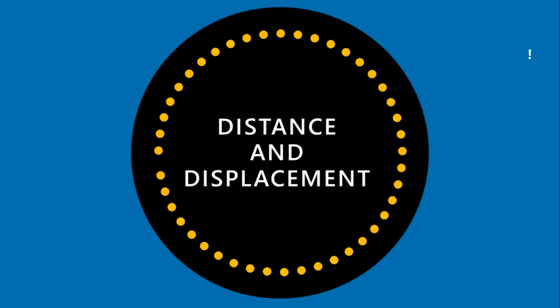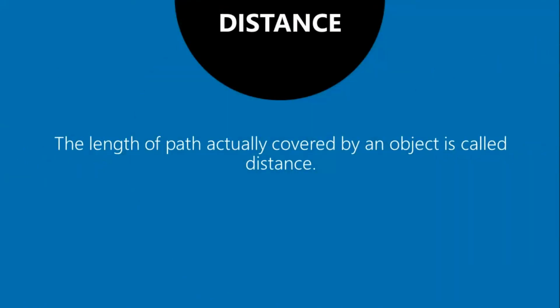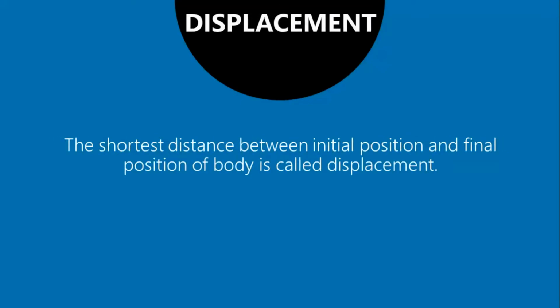Distance and displacement. Distance. What is distance? The length of path actually covered by an object is called distance. Like I have to go from my house to school, so the actual path covered by me would be my distance. Displacement. The shortest distance between initial position and the final position is called displacement. So, if I want to go from my house to my school, the shortest path from my house to my school would be the displacement.